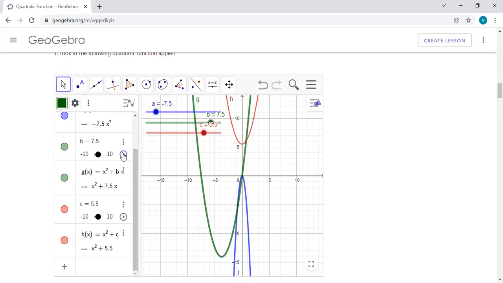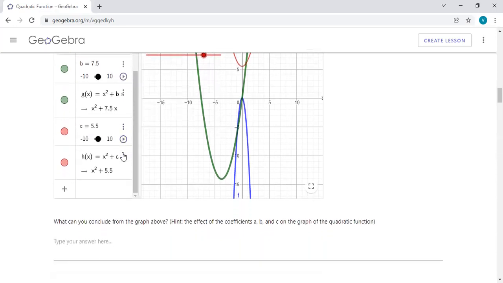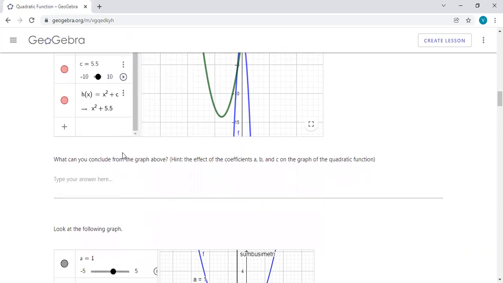I'll also ask students to give the conclusion from the given graphs. I hope the students can answer the effect of the coefficient of quadratic function on the graph of quadratic function correctly.